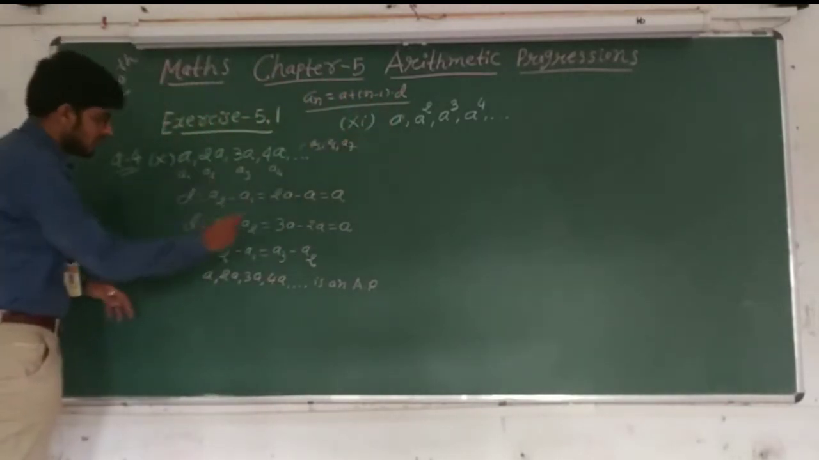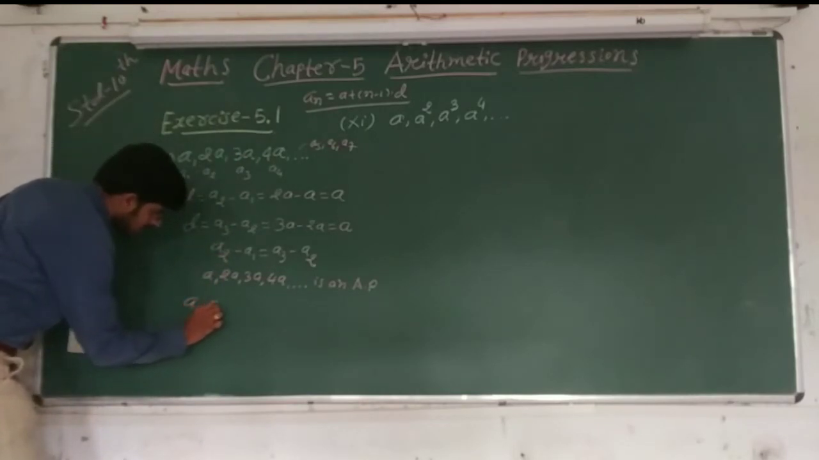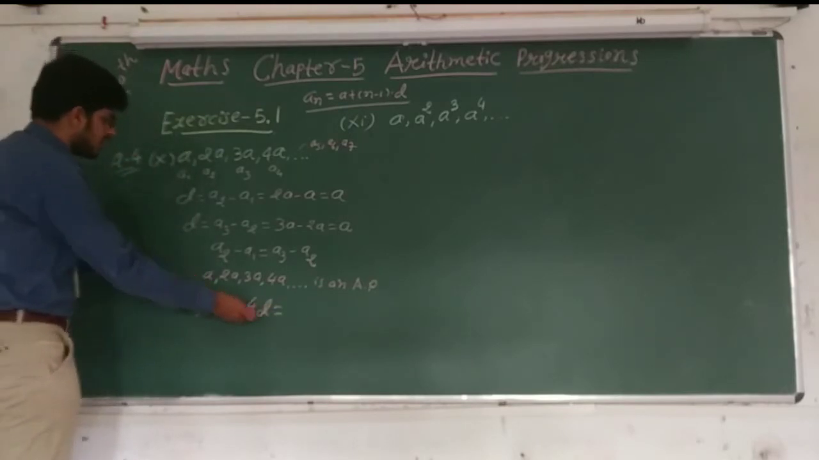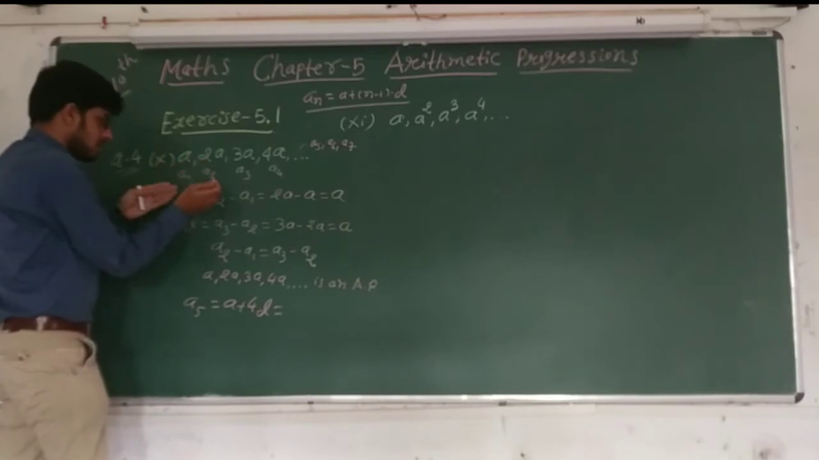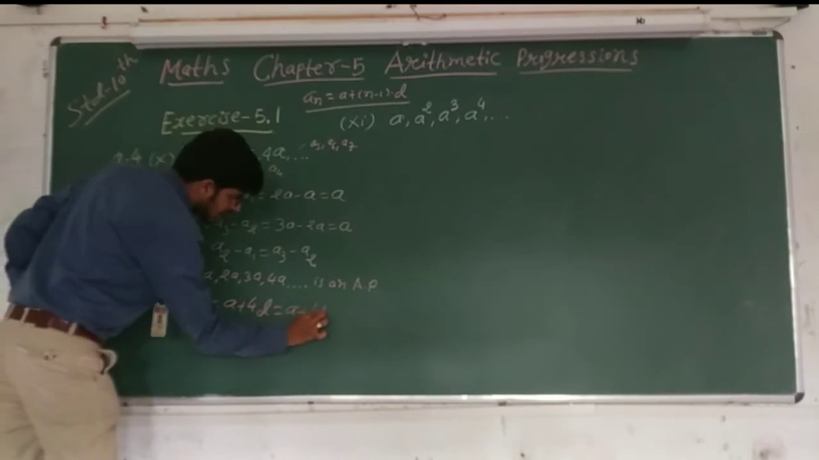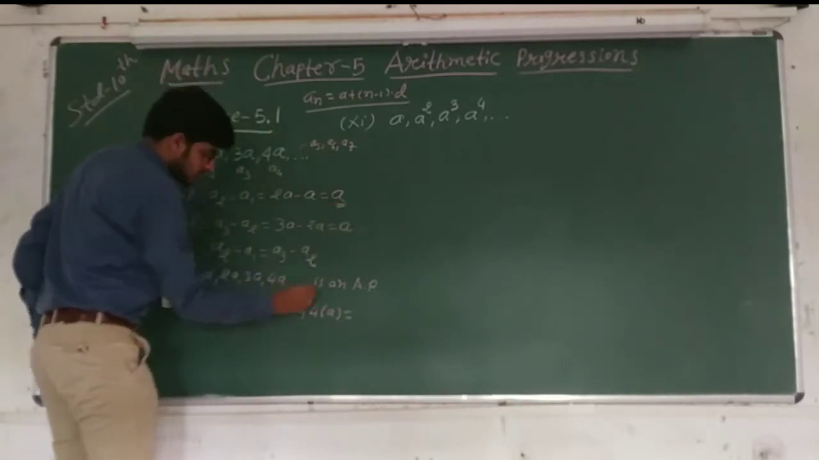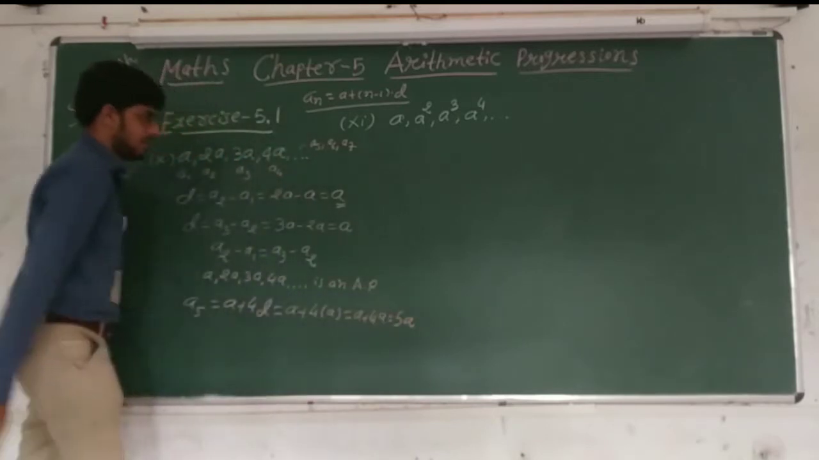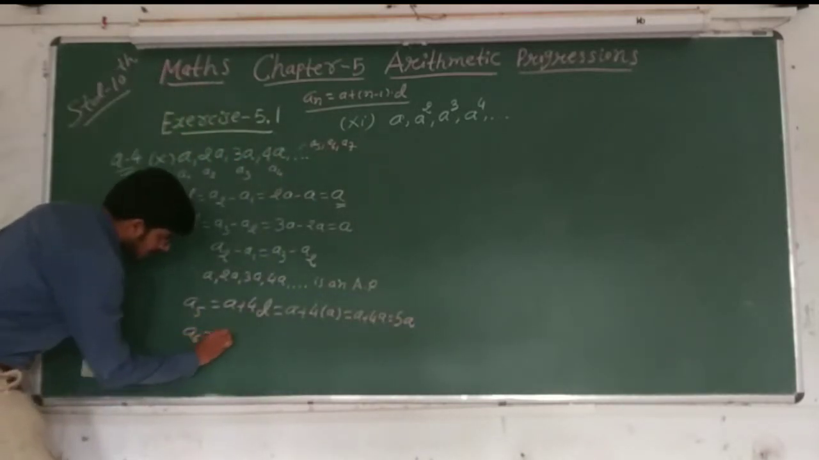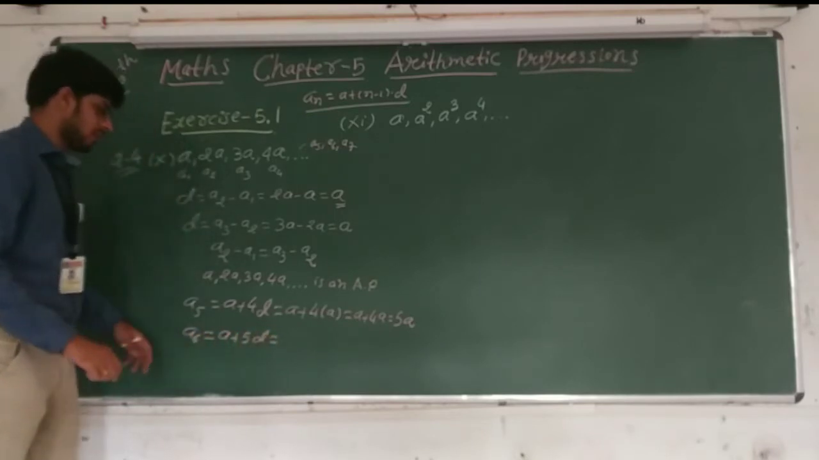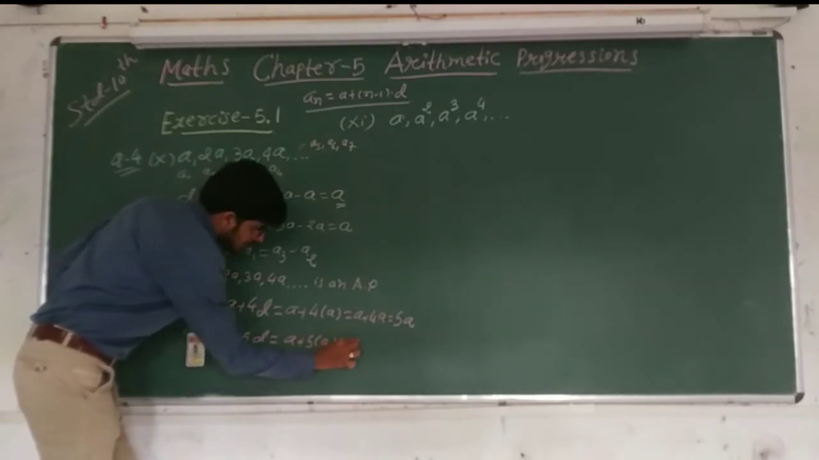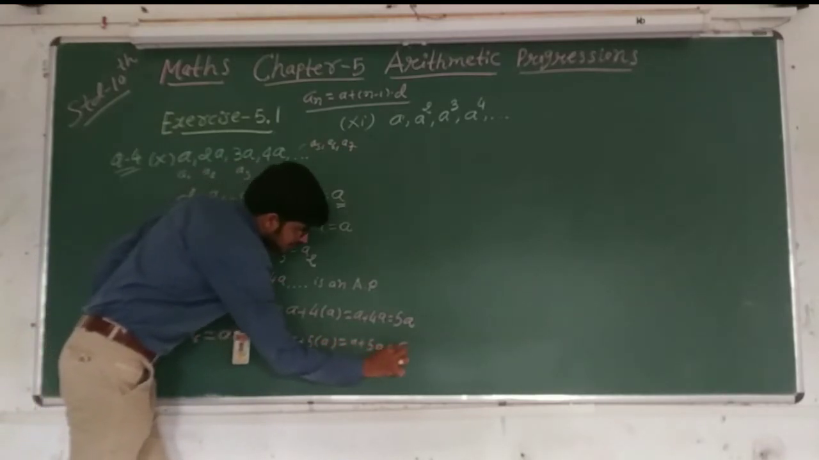So we write down first a5, which is a plus 4d. Now we have to put the value of a. The value of a is a, because the first term is denoted by a or a1. So it is a plus 4d, 4 bracket a, because the common difference is a. So a plus 4a gives 5a. Next, a6, a plus 5d. Again you put the value of a: a is a and d is again a. So a plus 5 bracket a, so a plus 5a gives 6a.